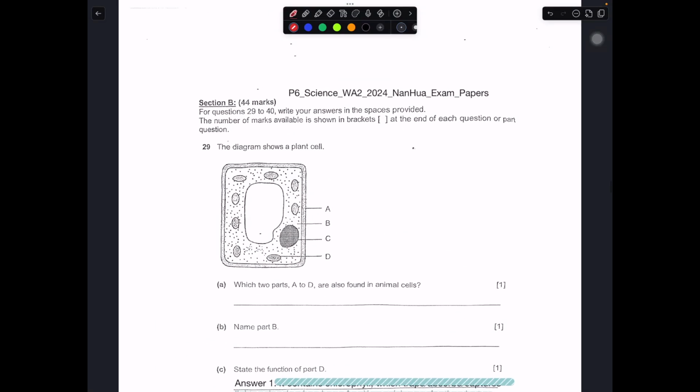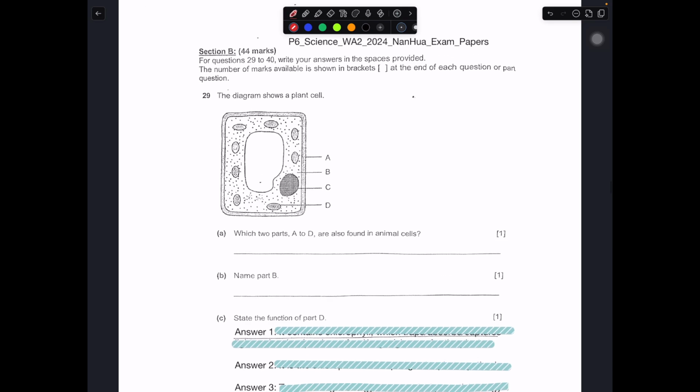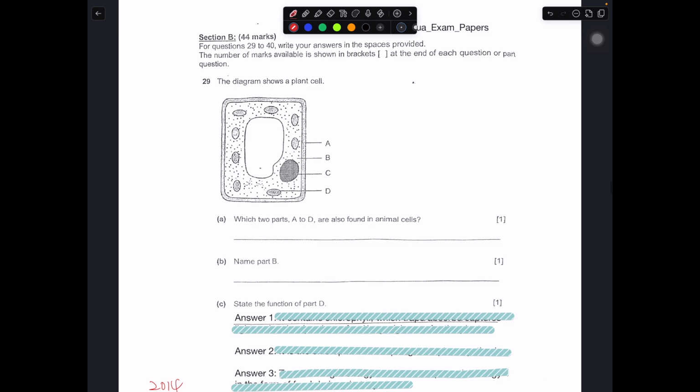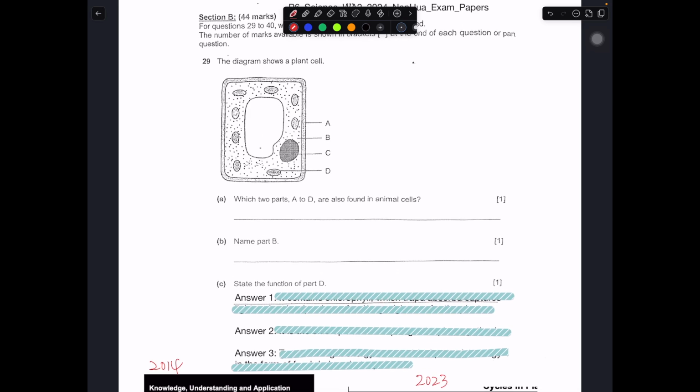So today I'll be going through the P6 Science Nan Hua paper for WA2. This is set in 2024 lah. So question 29, the diagram shows a plant cell, then they label A all the way until D. Which of the two parts, A and D, are found in animal cells?